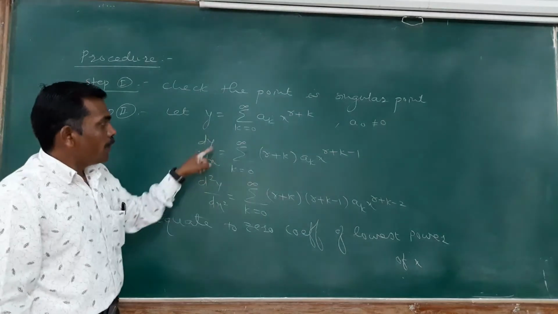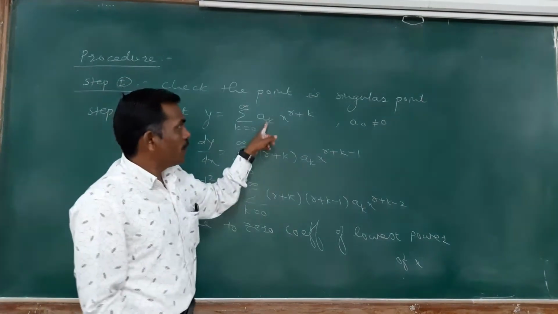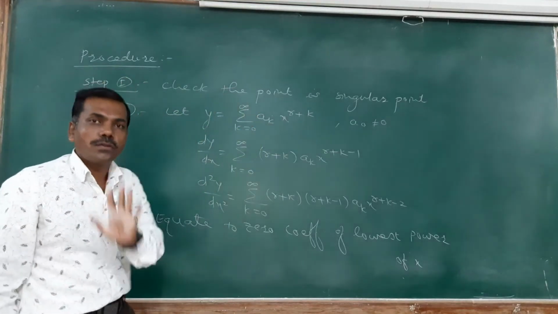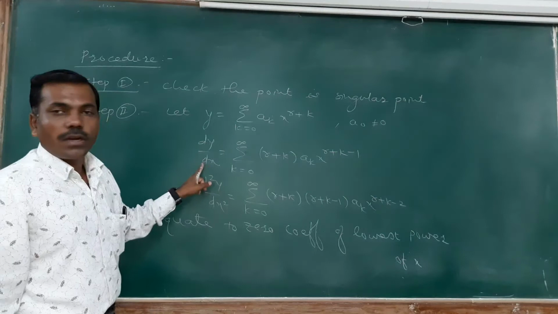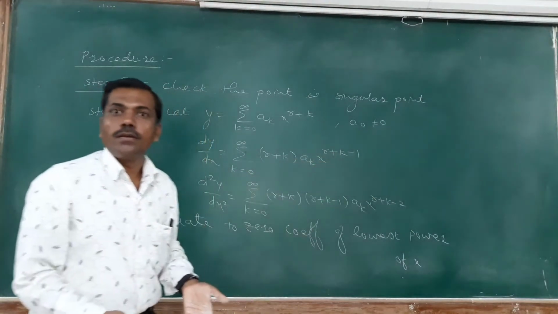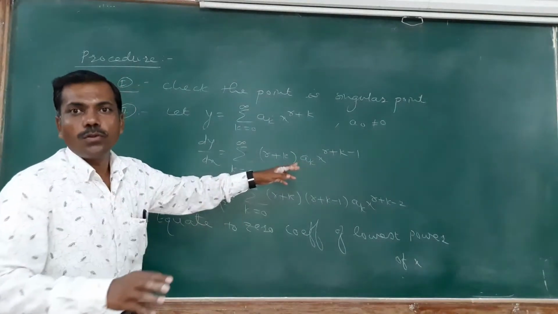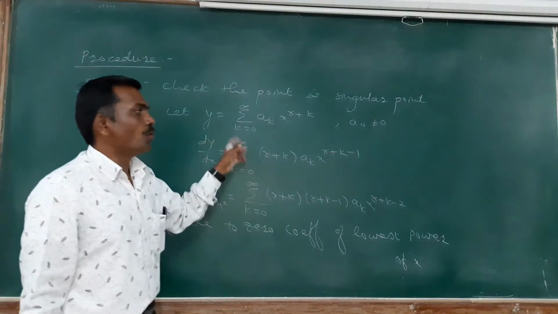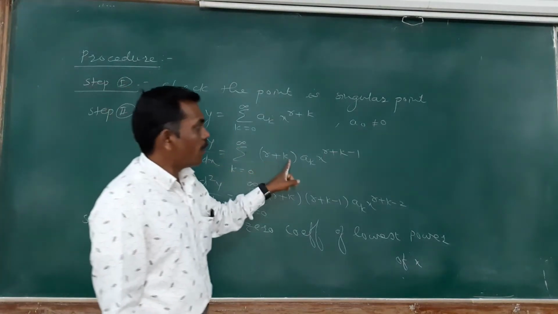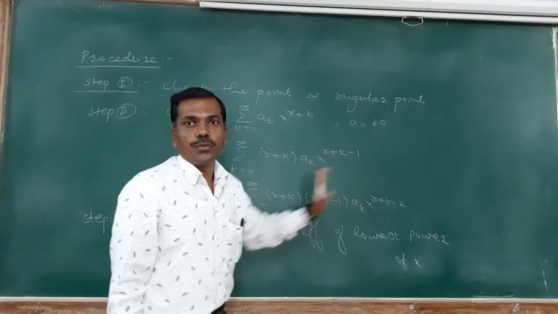Next, find the derivative dy by dx. In the ordinary point case, we know that if I take the derivative it starts from k equal to 1 to infinity. But here it will not start from 1, because x raised to r is present as a multiple. We are differentiating with respect to x, but x raised to r is multiplied. So k starts from 0 to infinity as it is: summation k equal to 0 to infinity r plus k ak x raised to r plus k minus 1.